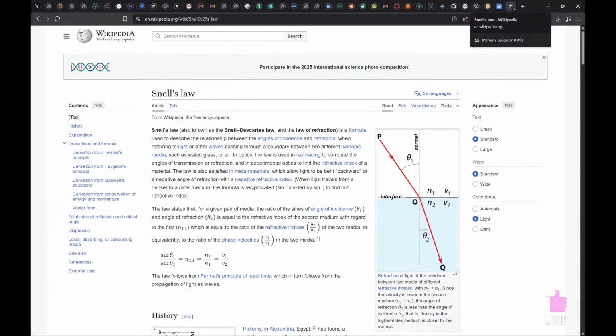So you have to know all of these things. For things like air and glass, the refractive index of air is less than the refractive index of glass, so that's why there is a slight bend towards the normal when you pass a light or laser through the glass.